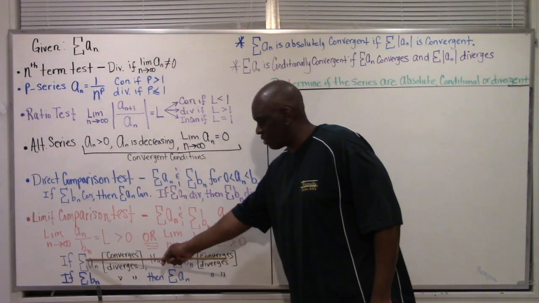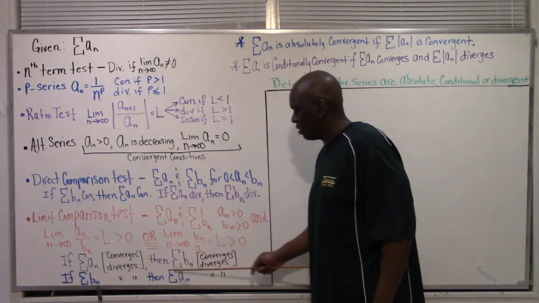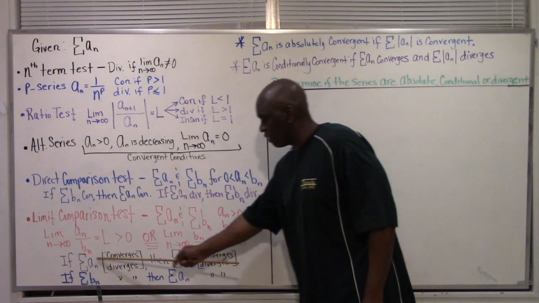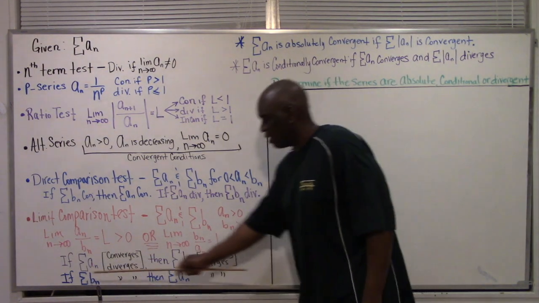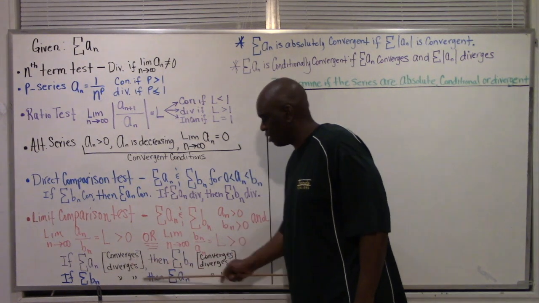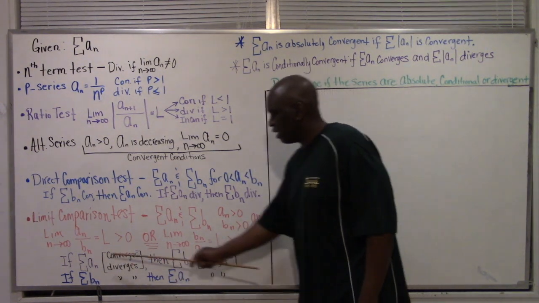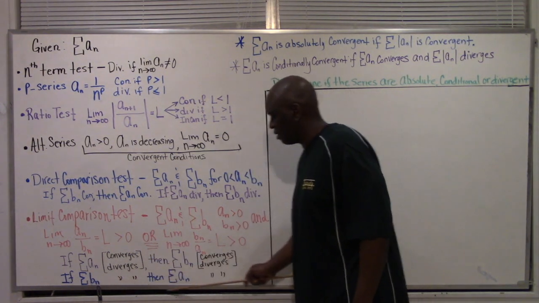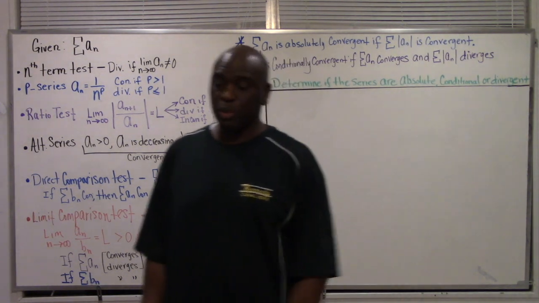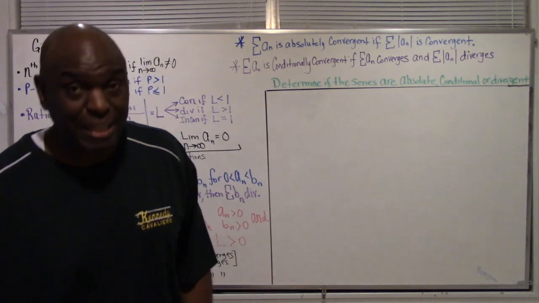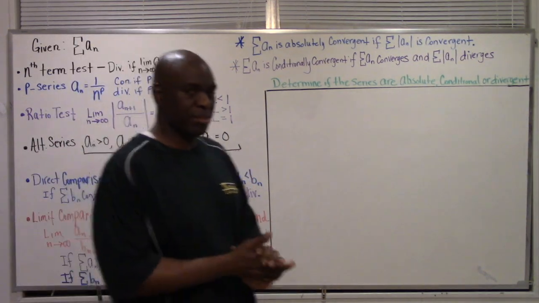So if the series a_n converges, then the series b_n converges. If the series a_n diverges, then the series b_n diverges. If the series b_n converges, then the series a_n converges. If the series b_n diverges, then the series a_n diverges. Okay? So one does whatever the other one will do. That's what the limit comparison test tells us.